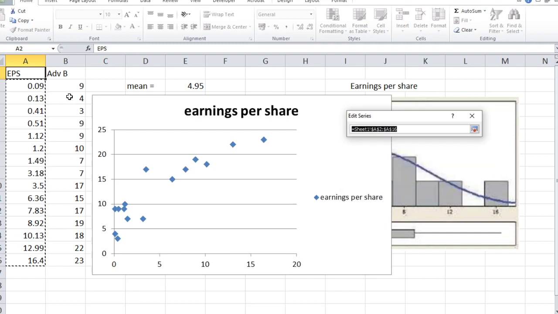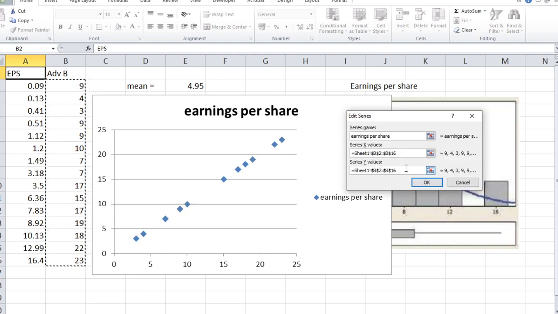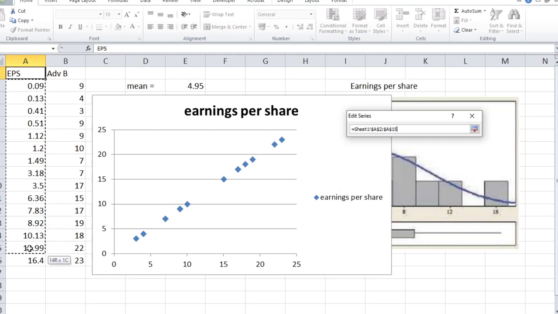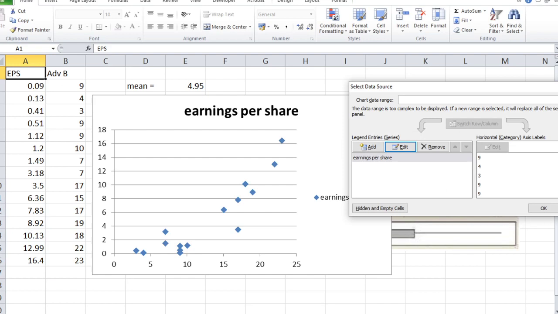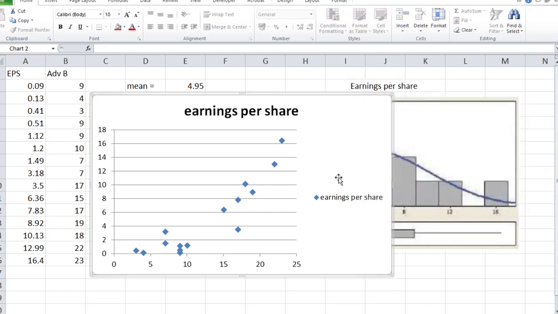Click here. I actually want to have the advertising budget on the x-axis, so I'm going to select the data only without the net. First delete everything that I had there before, then select this x-axis data. For the y-axis, delete everything that I had there, then select the data that I want to have in the y-axis and hit OK. Hit OK.